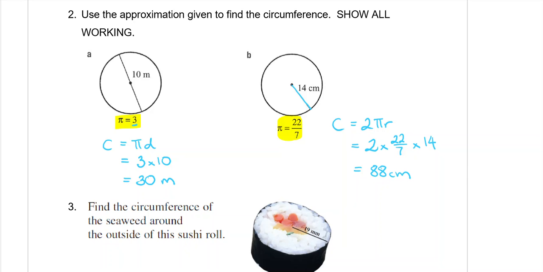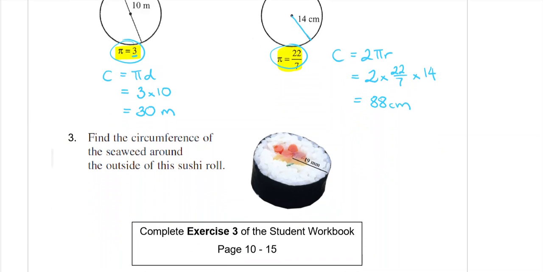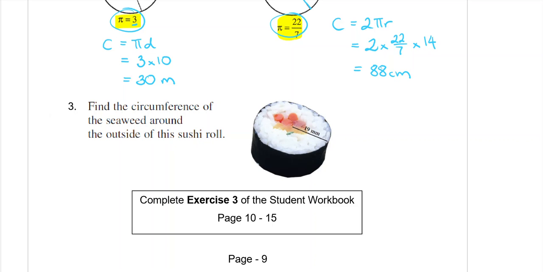Okay, but unless you are asked to use these approximations, every other type of question, you use the button on your calculator. Question 3. Find the circumference of the seaweed around the outside of this sushi roll, and you can see that from the center to the edge, which is a radius, is 19 millimeters. So we're going to use C is equal to 2 pi r since we have a radius.